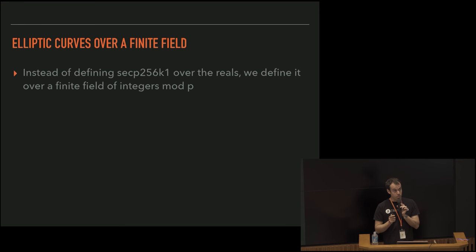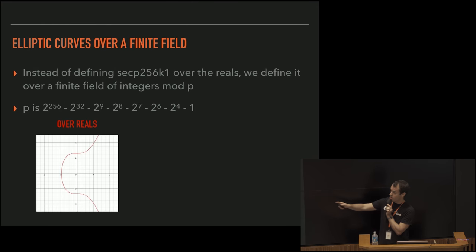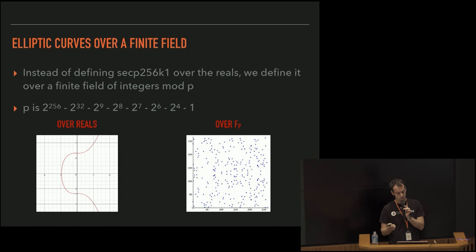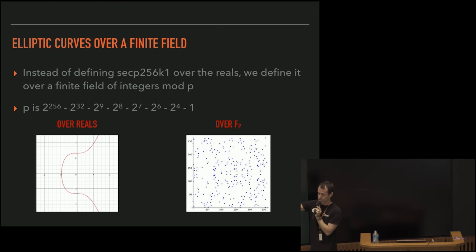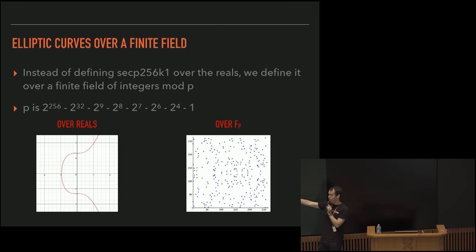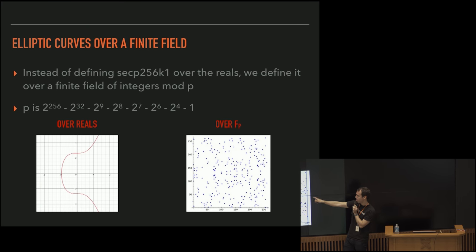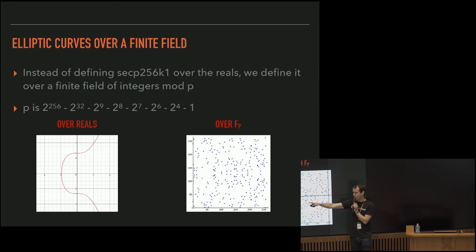Okay, but instead of defining that curve over the reals, which is what it looks like there, we actually define it over a finite field of integers mod p, where p is this enormous number here, 2 to the 256 minus some very small terms. So instead of having a nice continuous curve like this, if we drew a graph, we'd end up with something like this. This is actually mod 255, I think.